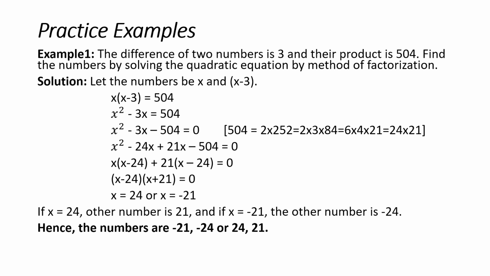So if x is 24, the other number is 24 minus 3, which is 21. And if x is minus 21, the other number is minus 21 minus 3, which is minus 24. So we have the two solutions. The numbers are either minus 21 and minus 24 or 24 and 21.